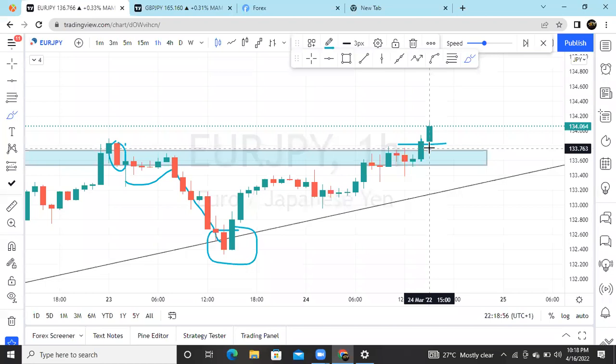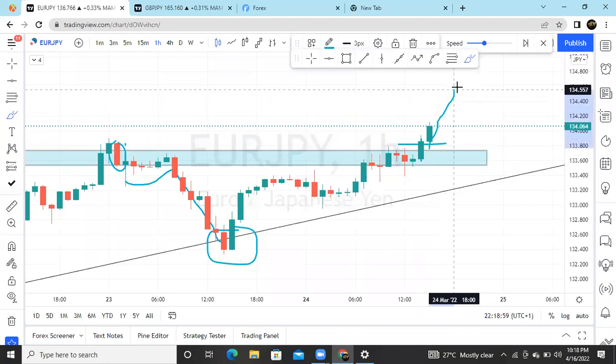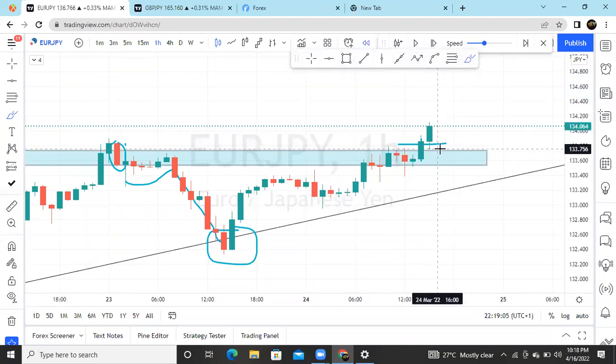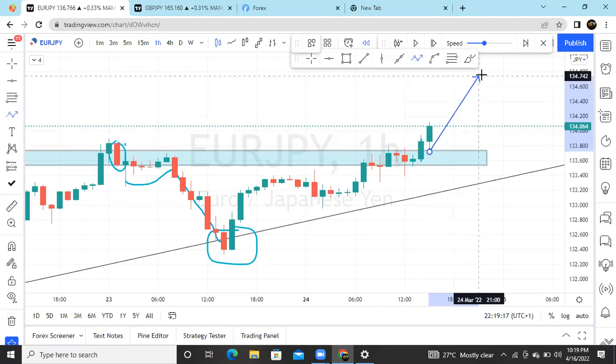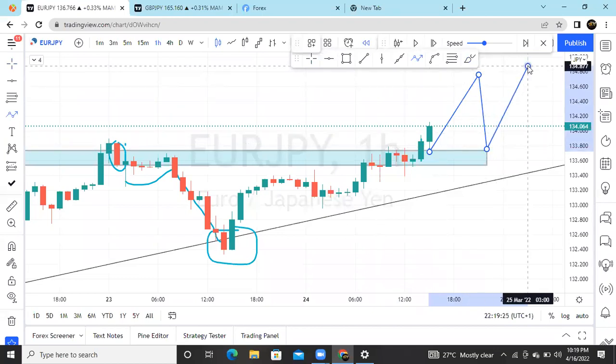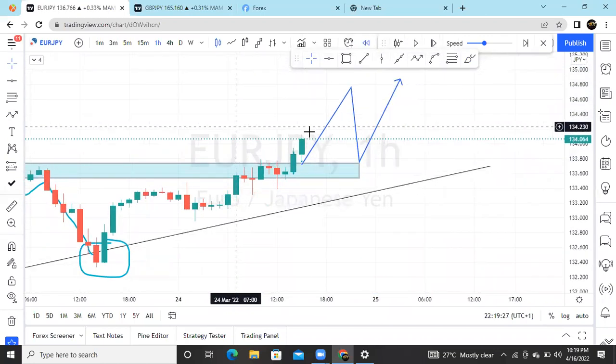So I like to wait for this move. Sorry, not this. Let me erase all of that. Okay, so this is the move I like to wait for. Boom, back here, and then boom. This is the move I like to wait for.